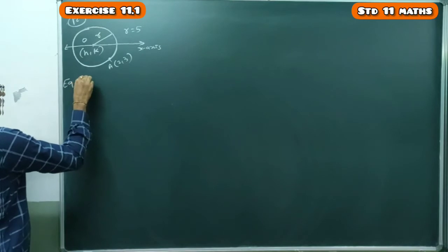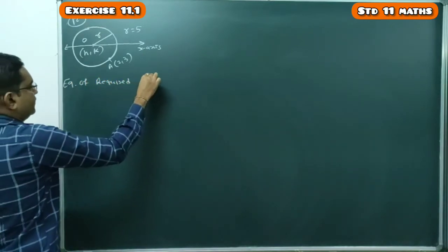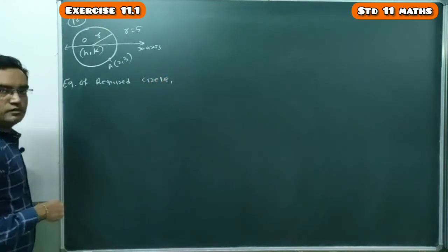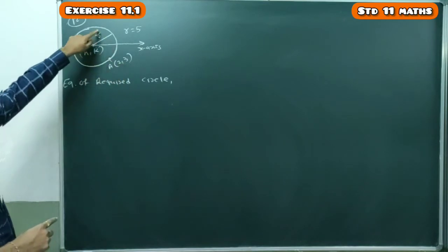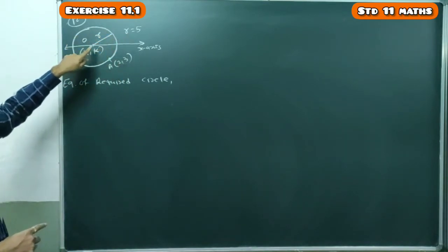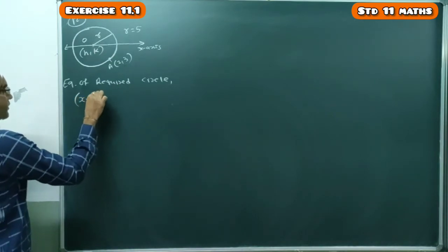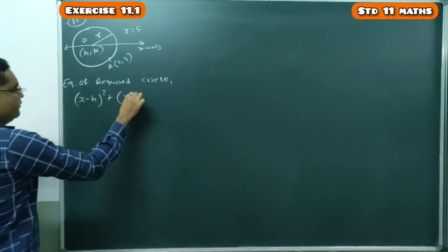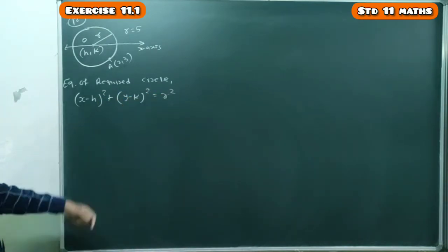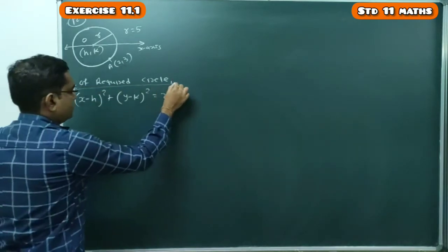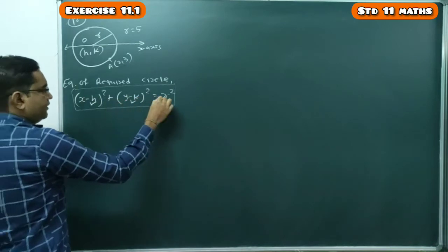So equation of required circle. What is the requirement? Circle passing through this point 2, 3. Radius is 5 unit and center of circle lies on x-axis. So equation of required circle is x minus h whole square plus y minus k whole square equal to r square. Done. This is our required circle. ये इक्वेशन डिराइव करना है. In this equation we have to find the value of h, k and r.